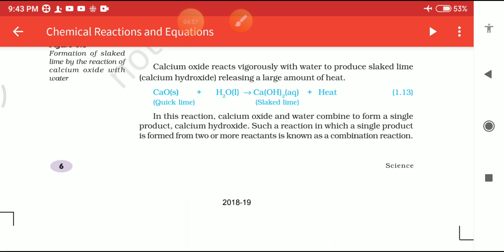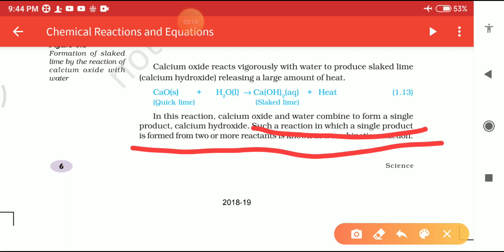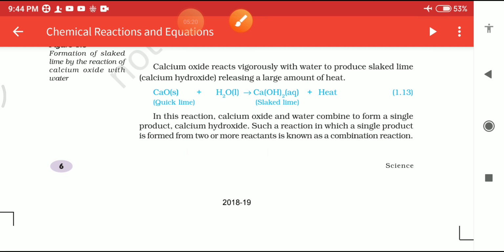Calcium hydroxide. Such reactions in which a single product is formed from two or more reactants is known as a combination reaction. Students, a very nice definition is written here. You can write the definition from here. That is called your combination reaction. I hope you will understand this combination reaction.